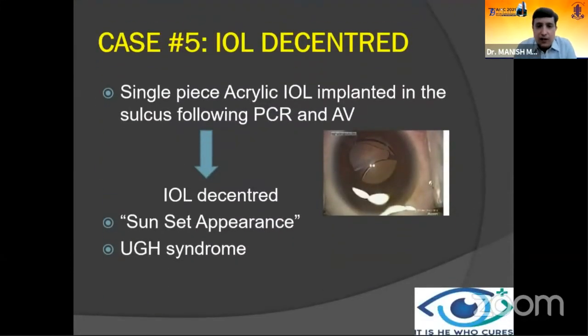This was another case where we did a phacoemulsification and then PCR occurred, and we implanted a single piece acrylic IOL. Now, sometimes you don't have those 3-piece lenses in your inventory, and then things can become very difficult. So we implanted this acrylic lens, and when we saw this patient post-operatively, we saw that there is a sunset sign here.